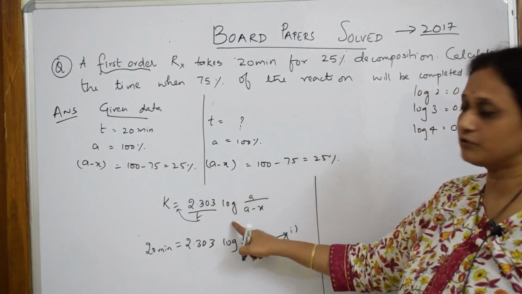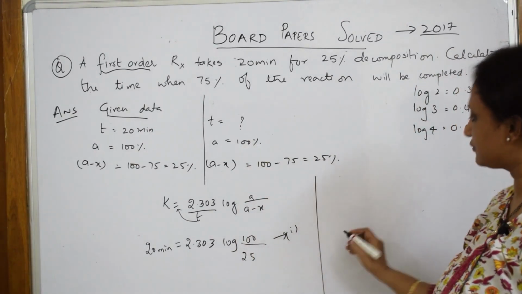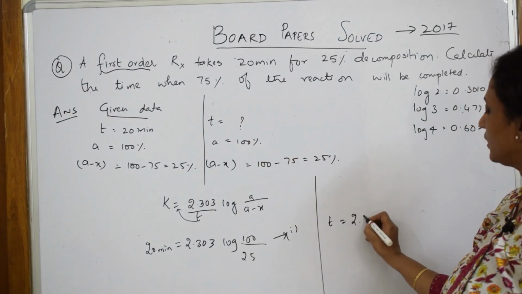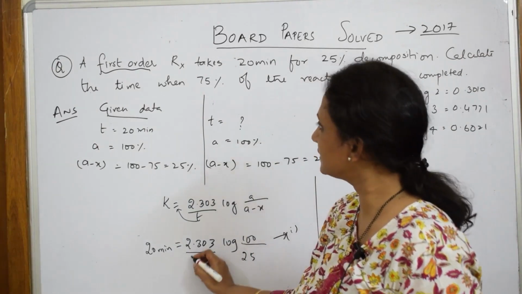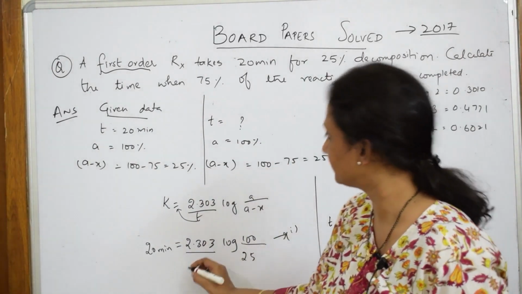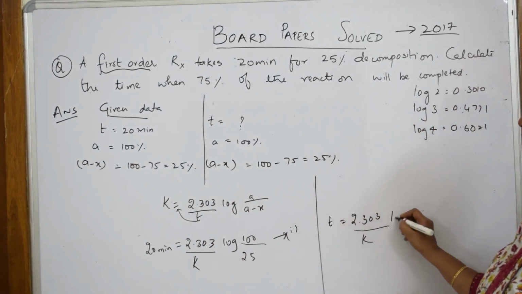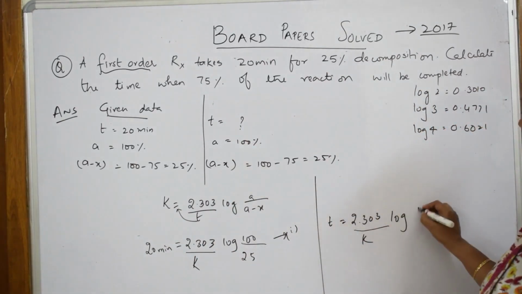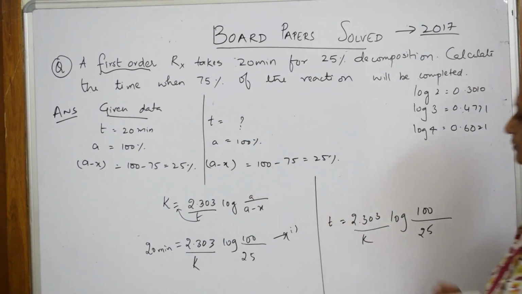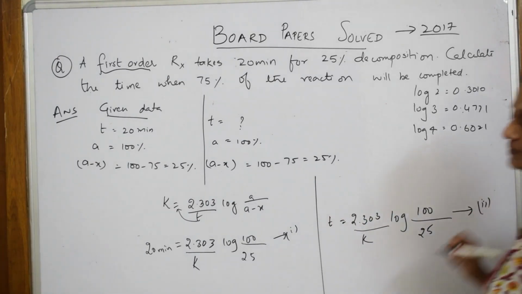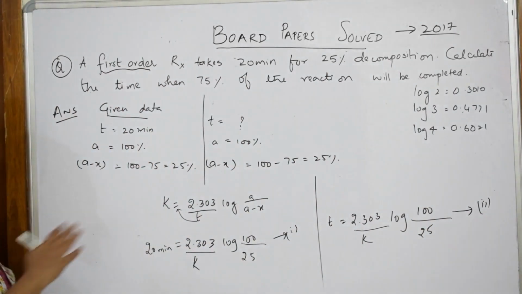I have to apply the same formula for the second data given. So apply the same. In this I have to find out T is equal to 2.303 by K. Now this is your K, isn't it? K value is not given to us, so I've just mentioned K there. K log, and for the second data given to us, A is again 100% and A minus X, the decomposition, is 25%. Let us label this as second equation. So we have got both the data separately.